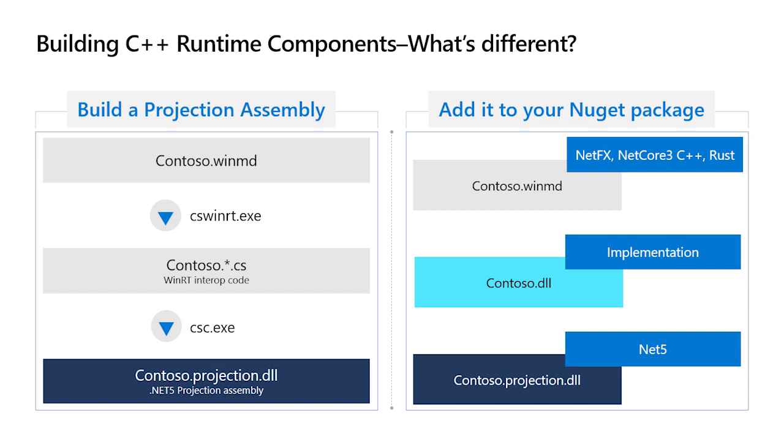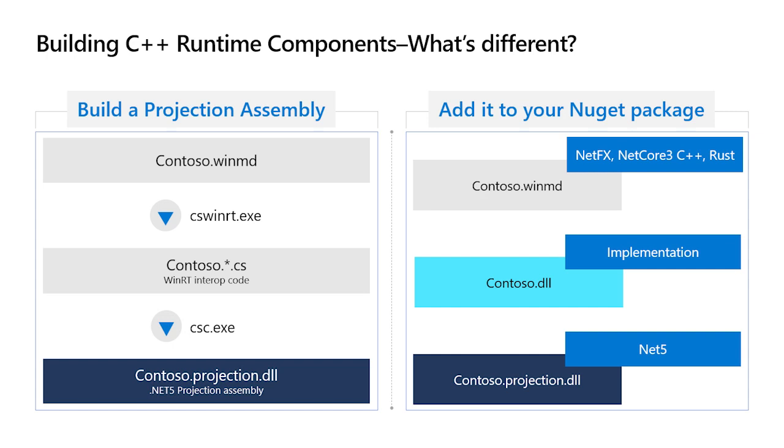When you build a C++ runtime component, you need to build a projection assembly. By that, you take the WinMD file that's part of your C++ runtime component, and then you need to run CSWinRT against that component to build your interop code. CSWinRT's whole job is to read a WinMD file and output interop code. Once you've got the interop code, you now need to compile it into a .NET 5 runtime DLL. And this is what we call your projection assembly.